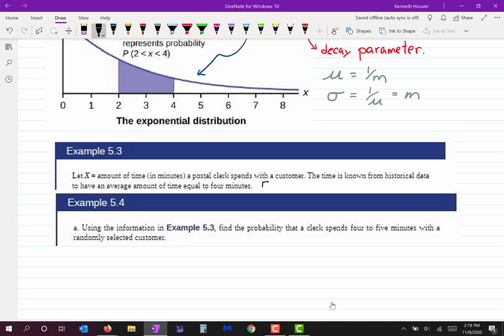The actual question says, find the probability distribution if it is known to be exponential. That's the part that got cut off there. So let's answer that.